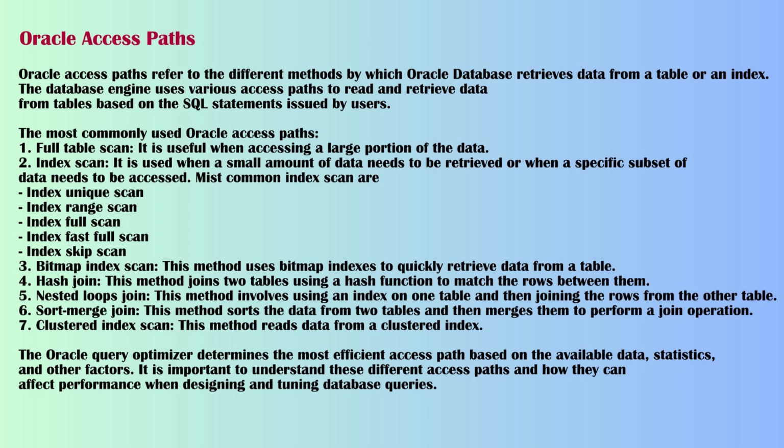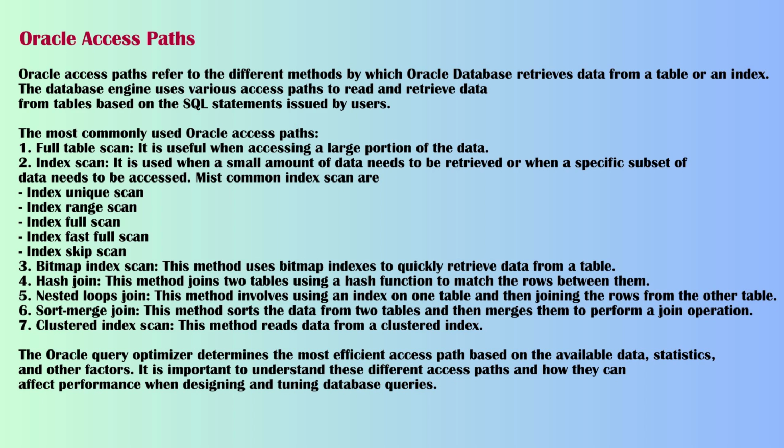In a nested loop join, one table is designated as the outer table, and the other table is designated as the inner table. The join process begins by selecting a row from the outer table and matching it with a row from the inner table based on the join condition.